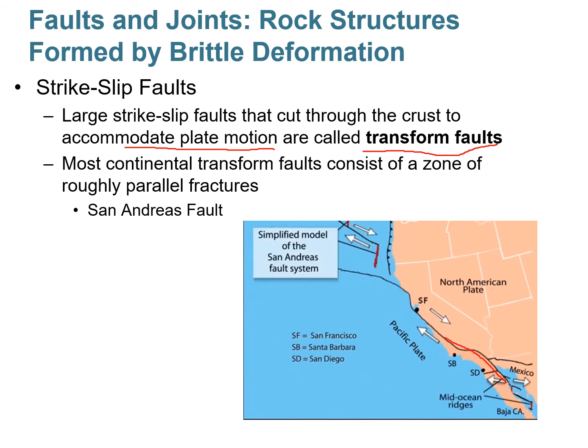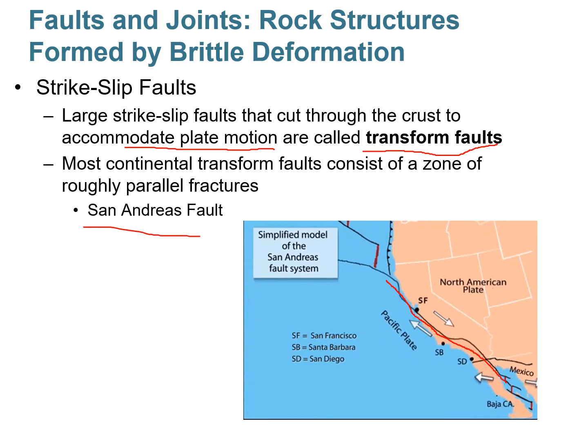And here is the zone of all those transform faults. It really is like a zone of a lot of different faults, major faults that form here. There's another major one in New Zealand. That's why they have a lot of earthquakes there.